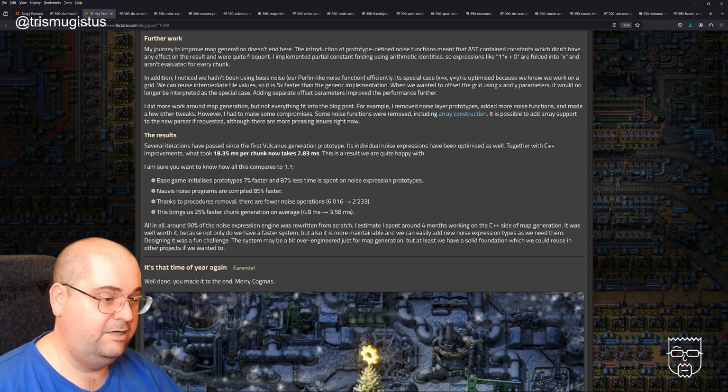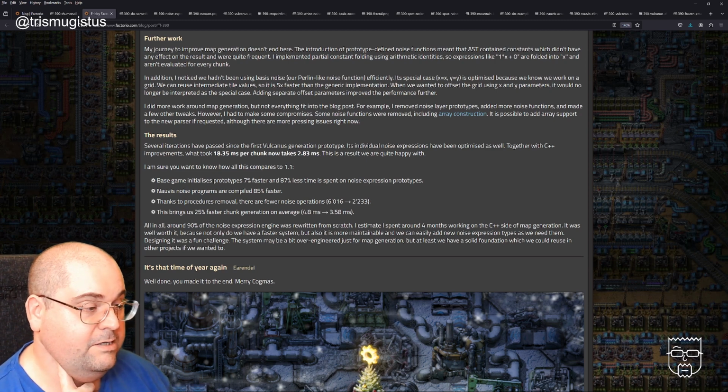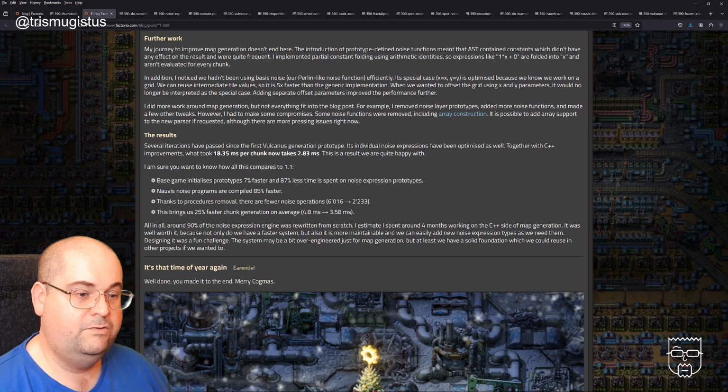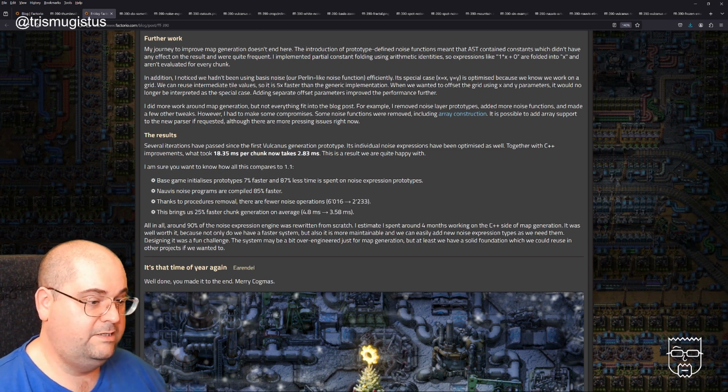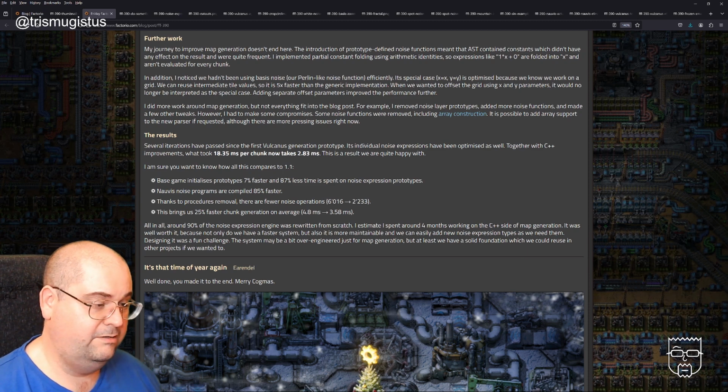All in all, around 90% of the noise expression engine was rewritten from scratch. I estimate I spent around 4 months working on the C++ side of map generation. It was well worth it because not only do we have a faster system, but also it is more maintainable and we can easily add new noise expression types as we need them. So it made it a lot more modular basically. Designing it was a fun challenge. The system may be a bit over-engineered just for map generation, but at least we have a solid foundation which we could reuse in other projects if we wanted to.